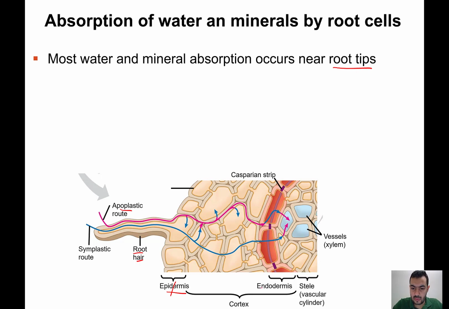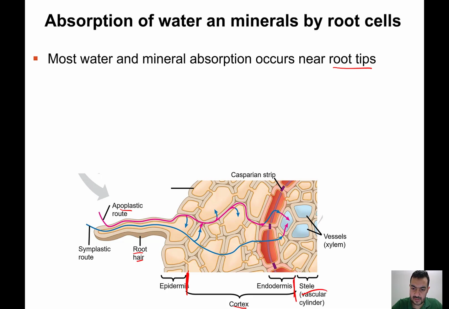Then we have the endodermis. Endo means internal, because these are contained within the plant tissues. And then we have what is known as cortex. So cortex, as you can see here, is all the layers in the root or the stem that are below the epidermis and outside of the vascular cylinder.